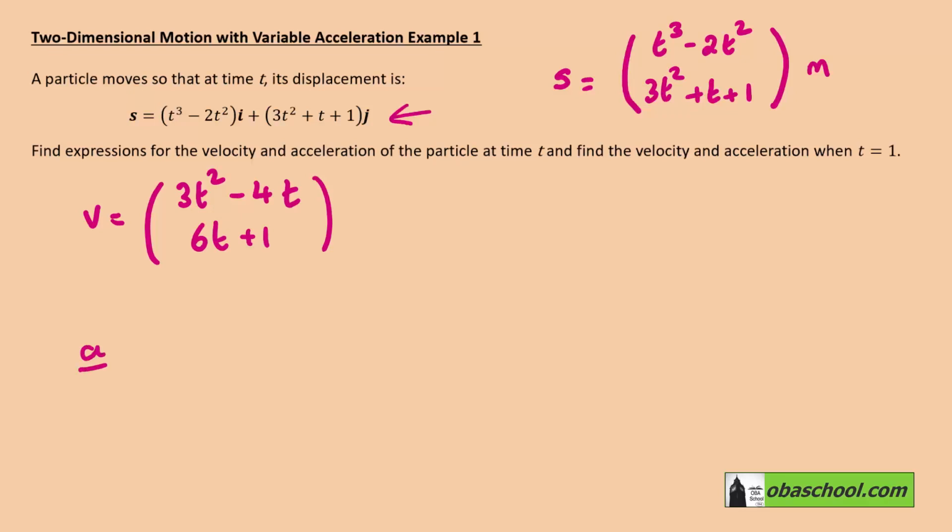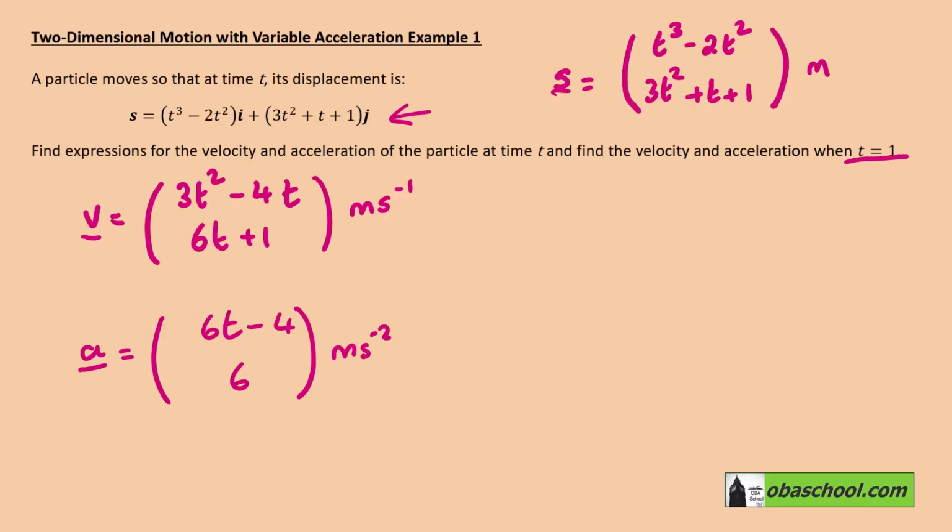The acceleration, of course these are vectors, so I should be underlining these. Then we need to differentiate the velocity, and that's going to give me 6t take away 4 and 6. And of course, although I didn't give units here, it's likely that this is in meters per second and this is in meters per second squared.